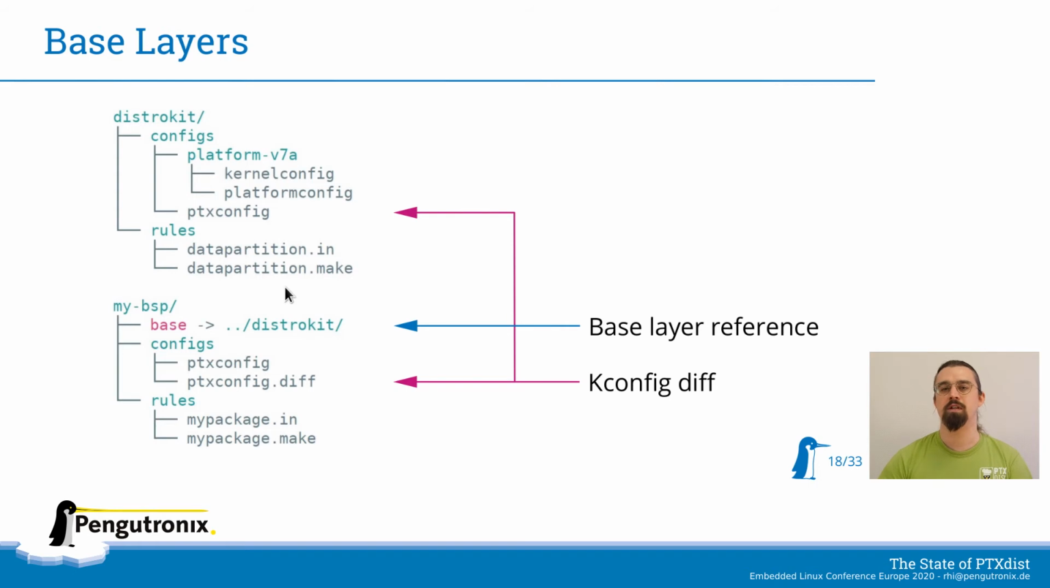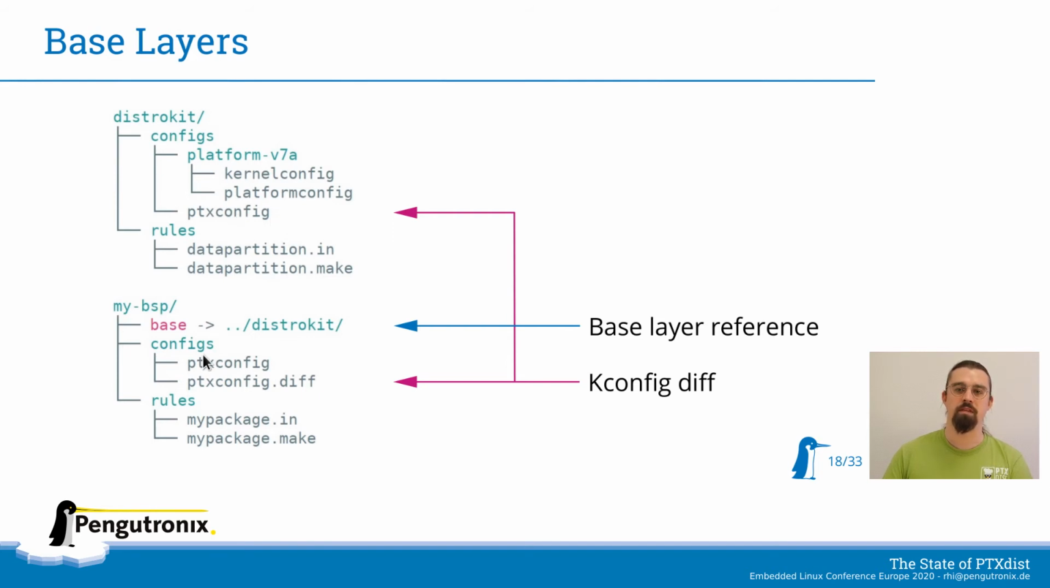For example, because we want to enhance our product line and add another product without changing the original product. In this case, you would just create a new BSP, set the base symlink, in this case, to DistroKit, and this is basically all you need. And if you now go into the menu config, then PTXdist searches for the first PTX config it finds, and it will go into this base layer because it doesn't find it in the current layer. If this one doesn't exist, it wouldn't find it, but the base layer has a PTXdist config, so it uses this one.